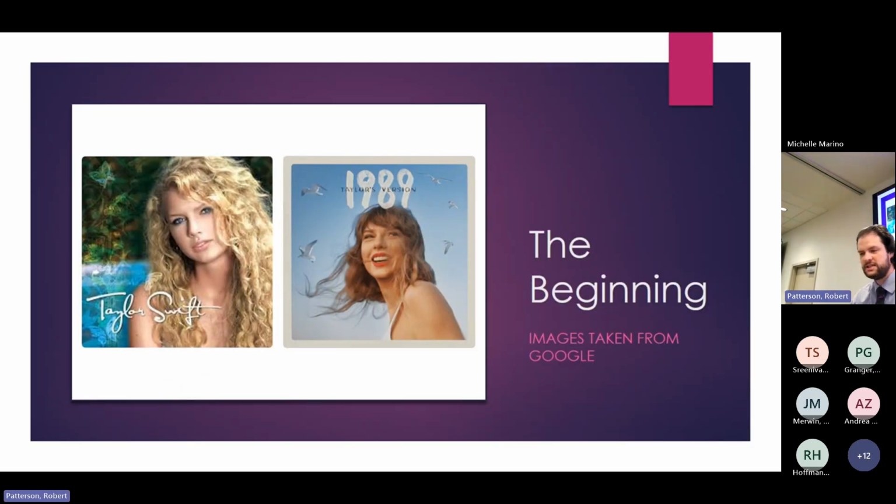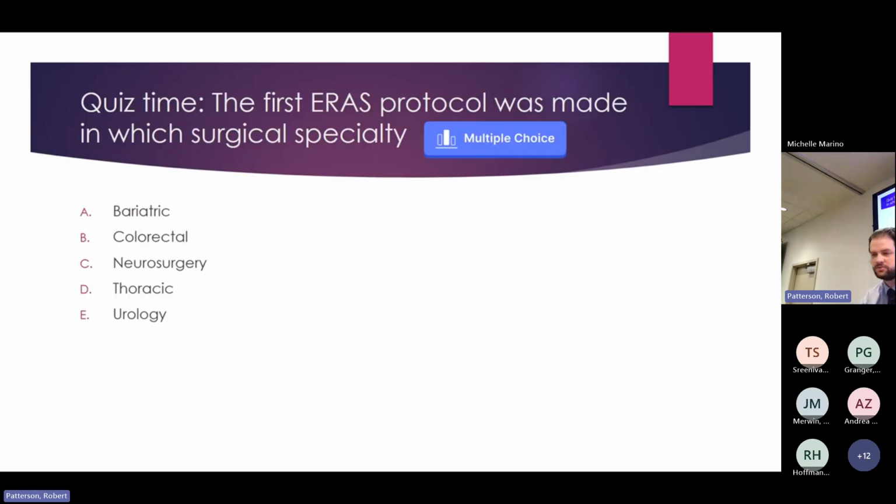So let's start with the beginning, the early Taylor Swift albums, except for 1989, because that was just the year she was born, so I thought it was appropriate.